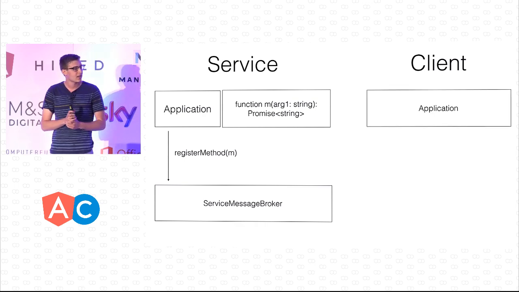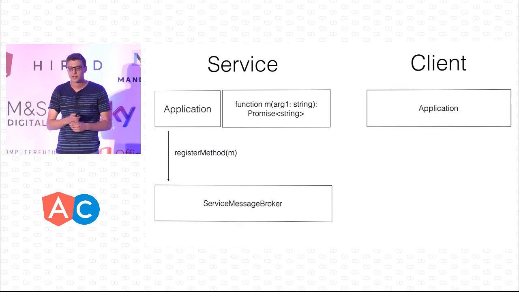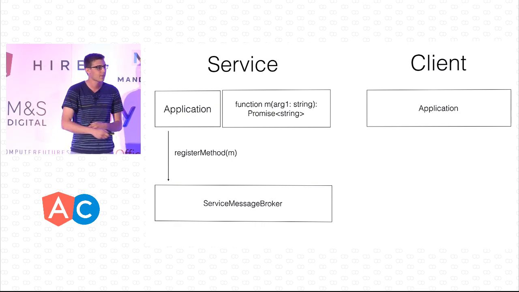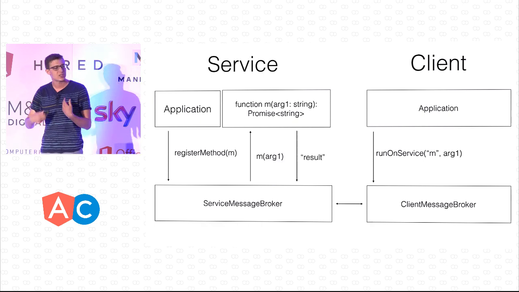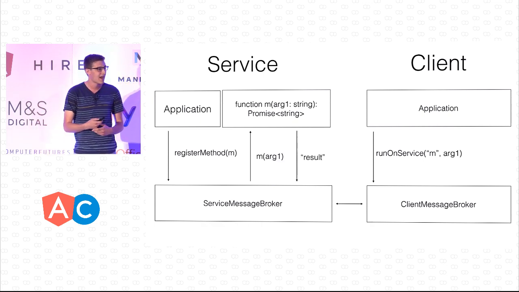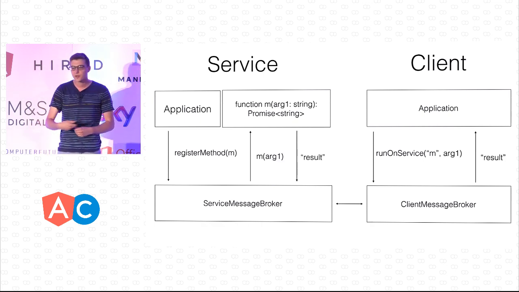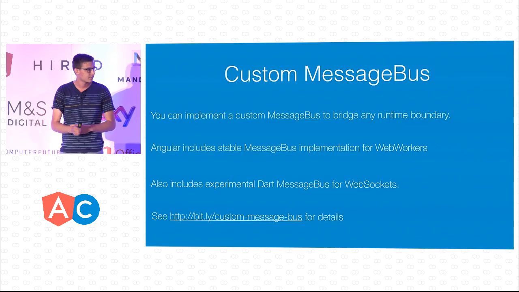Then the client is running. It also has some of your application logic, but a different part. That logic would like to call m. So it loads the client message broker and says, hey, go ahead and call m. The message broker takes care of that. It calls m. It gets the result back, and it passes that back up to your application. So it's really easy to run code on the opposite side.